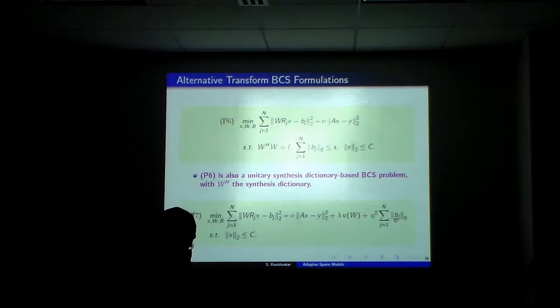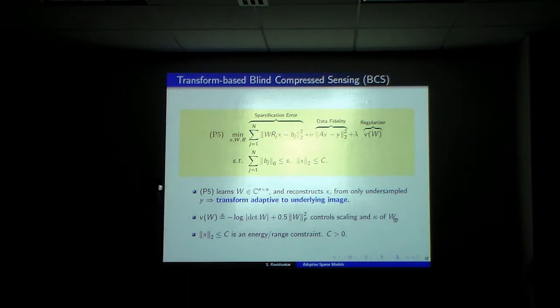Where are you putting a 2-norm on X? Oh, that's just in some cases where, for example, you're working with images which are 0 to 255, having an energy constraint seems to help.